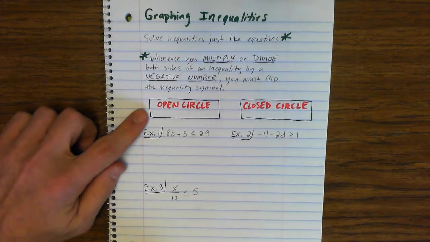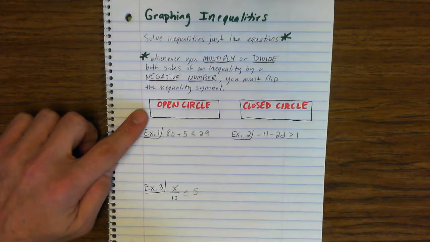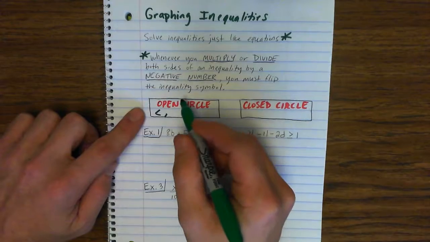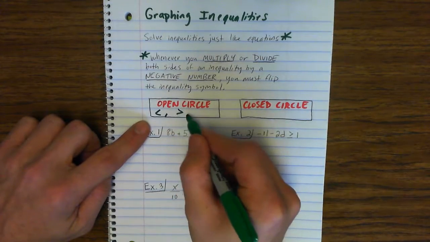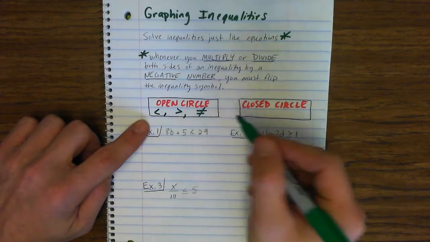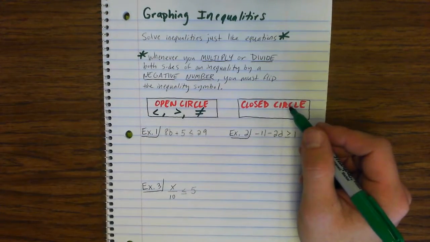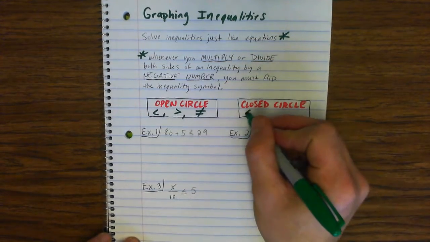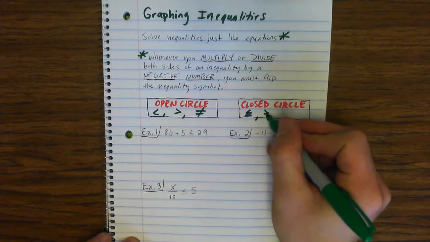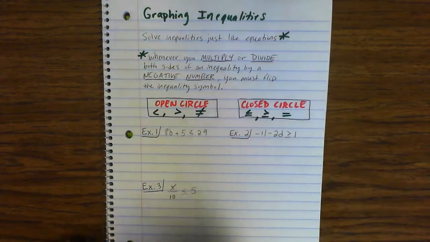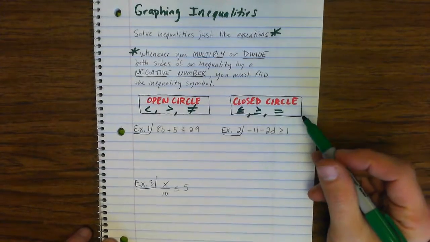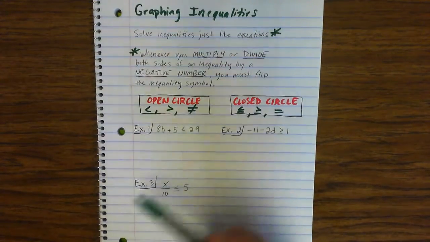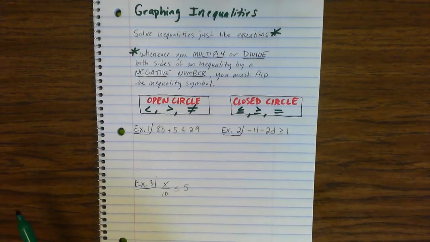Just a reminder, when you're graphing these inequalities that you solve, the ones that have open circles are less than, greater than, or not equal to. And then the closed circle symbols are less than or equal to, greater than or equal to, or just equal to. So the graphs of those inequalities have closed circles. The graphs of these inequalities have open circles. And I'd like for you to copy this down in your notebooks as well. So pause here if you need to.